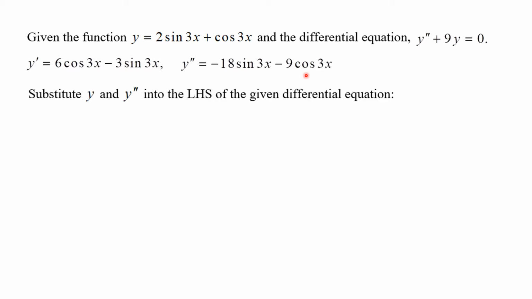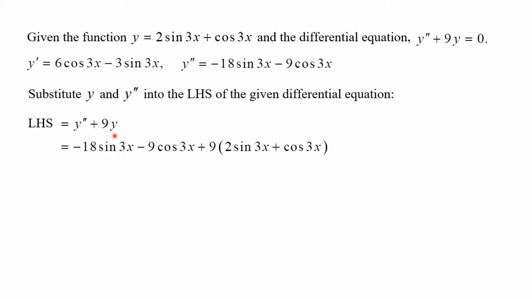So we proceed by substituting y and y double prime into the left-hand side of the given differential equation. So the left-hand side is given by y double prime plus 9y, and substitute y double prime, which is negative 18 sine 3x minus 9 cos 3x, plus 9 times y. Now y comprises two terms, therefore these two terms must be placed inside a bracket, because 9 needs to be multiplied by each of the terms in y.